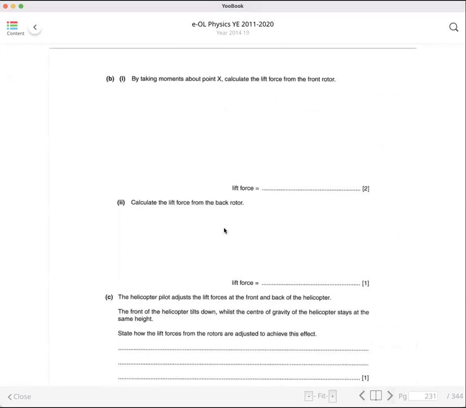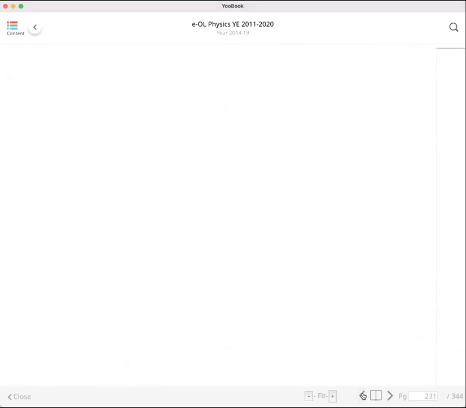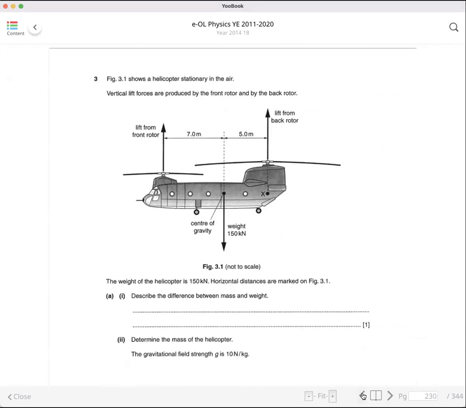Okay, so we have done the first one. Next, calculate the lift force from the back rotor. This is a 1 mark question. Based on your calculation, if I use the exact value, this will be 62500 Newton. So now you're supposed to find this lift. Can you all calculate this now? 1 mark only, so don't think too complicated. Just 1 mark.